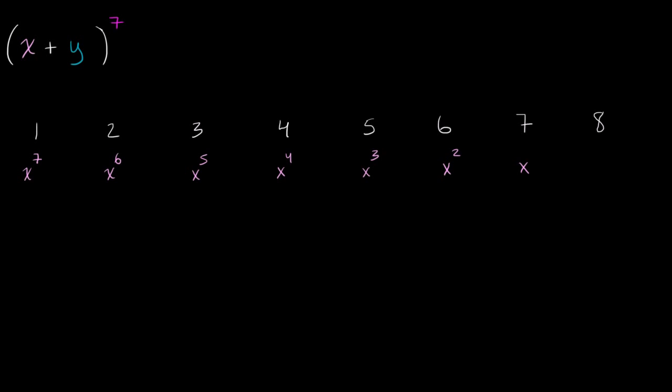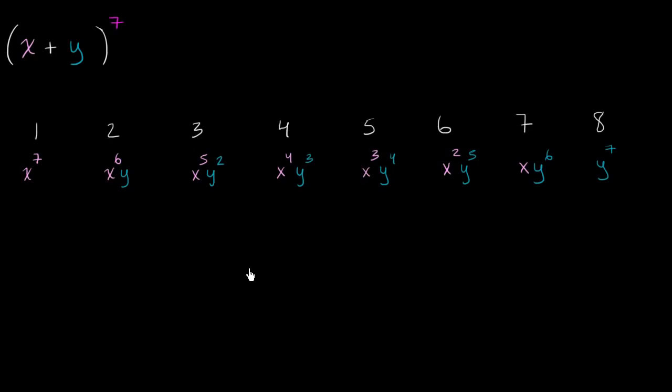And now let's think about y. This is going to start at y to the 0, which is just 1, so I'm not going to write it. Then it's going to be y to the 1st power, y squared, y to the 3rd power, y to the 4th power, y to the 5th power, y to the 6th power, and then y to the 7th power. And you can verify you got it right because for each term, the exponents should add up to 7. You see that even here. This is x to the 1st times y to the 6th. Those add up to be 7.